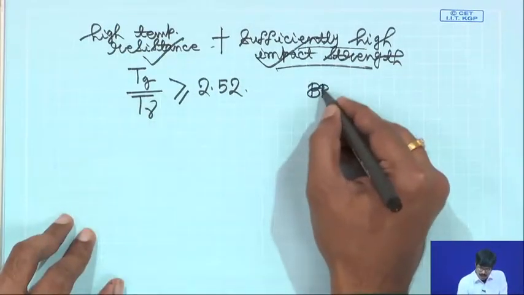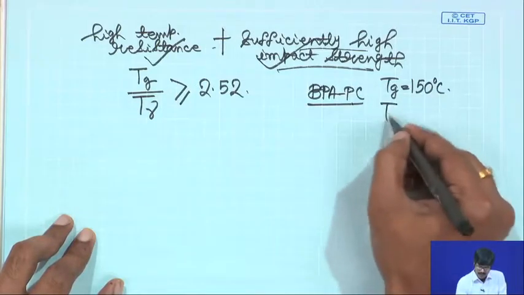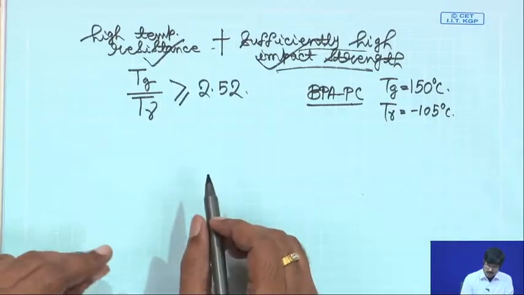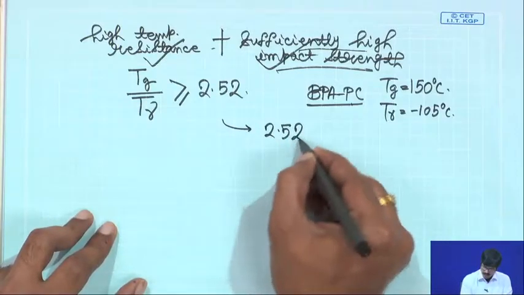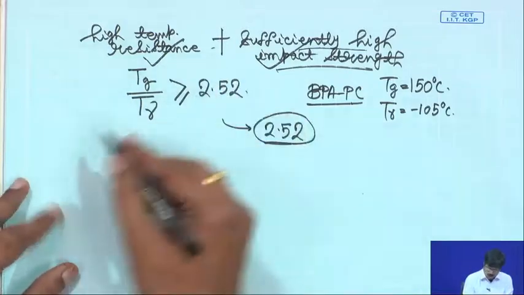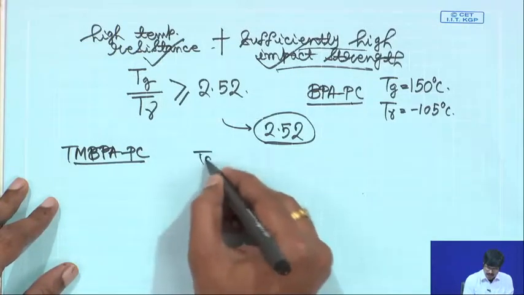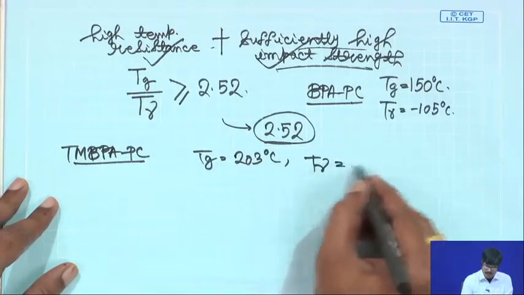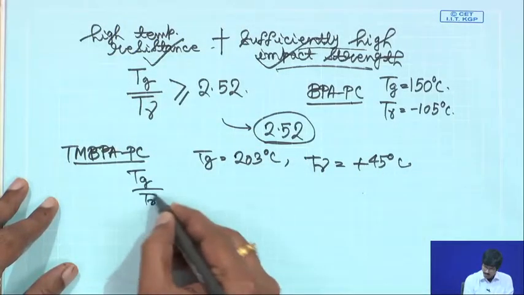So, if you are looking at bisphenol A polycarbonate, what is this ratio? For that Tg is around 150 degrees Celsius and your T gamma is around minus 105 degrees Celsius. So, if you look at this ratio, that ratio is somewhere around 2.52. So, that meets this criterion. So, your material has high impact strength. If you go to tetramethyl bisphenol A polycarbonate, then your Tg goes up no problem, around I think 203 degrees Celsius to be exact, around 53 degrees Celsius higher, but your T gamma also goes up to plus 45 degree Celsius. So, this ratio now drops and becomes equal to 1.5.